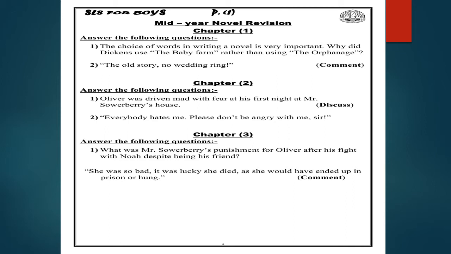For example, the baby farm. Why was it called so? Because the babies were treated badly like animals on a farm. Always dirty, hungry, sick, neglected, and beaten. Okay, someone like Mrs. Mann. Mrs. Mann was cruel, harsh, and corrupted with no motherly feelings, and she was like a man.